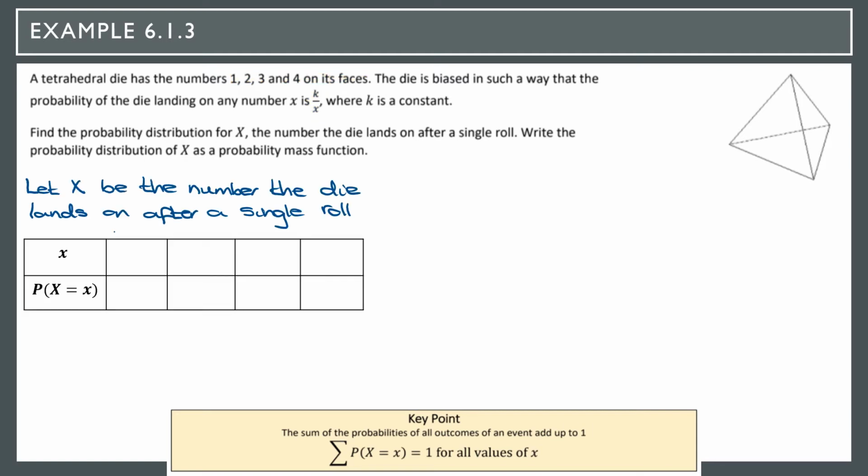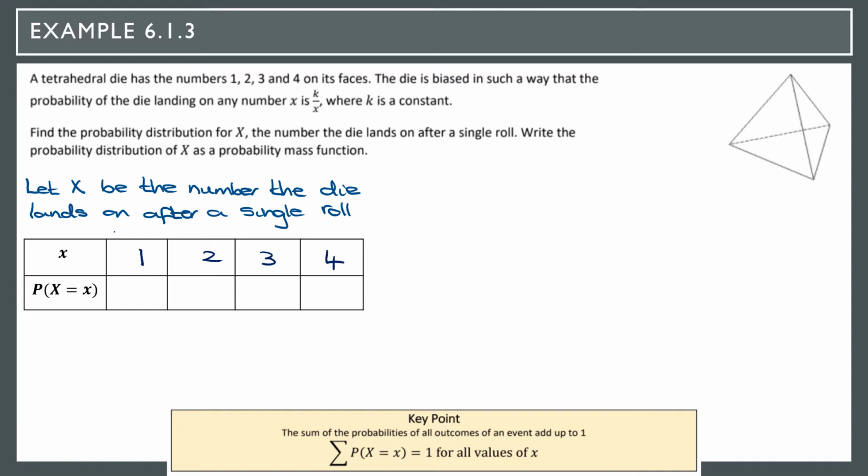So to begin this question, we know our random variable is the number the die lands on after a single roll. From here we can begin to formulate our probability distribution. So if we consider the possible values our random variable can take, the question indicates that these are 1, 2, 3 and 4, because they're the numbers on the die's faces.